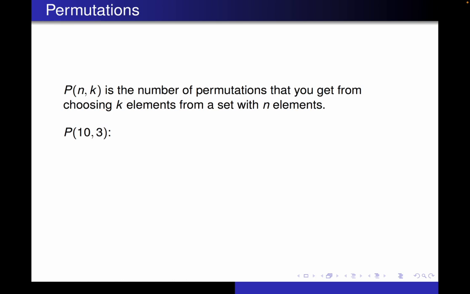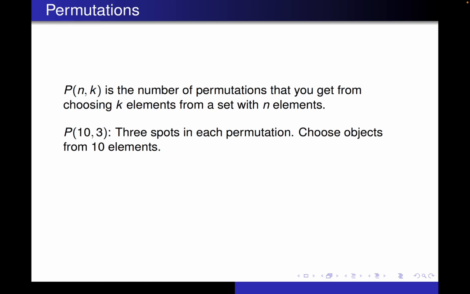So for instance, if I want to find P(10,3), I want to find all the permutations where you have 3 spots in each permutation, that's what the 3 means, and you're choosing objects from 10 elements, that's what the 10 means. So there are my 3 spots, and now I'm going to count the number of ways that I can line them up in order. Since I'm going in order, I can go from left to right, and I'm not going to have any overcounting issues. How many objects do I have available to put in the first spot? Well, I can put any of the 10 elements in there, so I have 10 choices. Now, once I've made that choice, I have 9 choices for the second spot. And once I've made those first 2 choices, I have 8 ways that I can choose the third object.